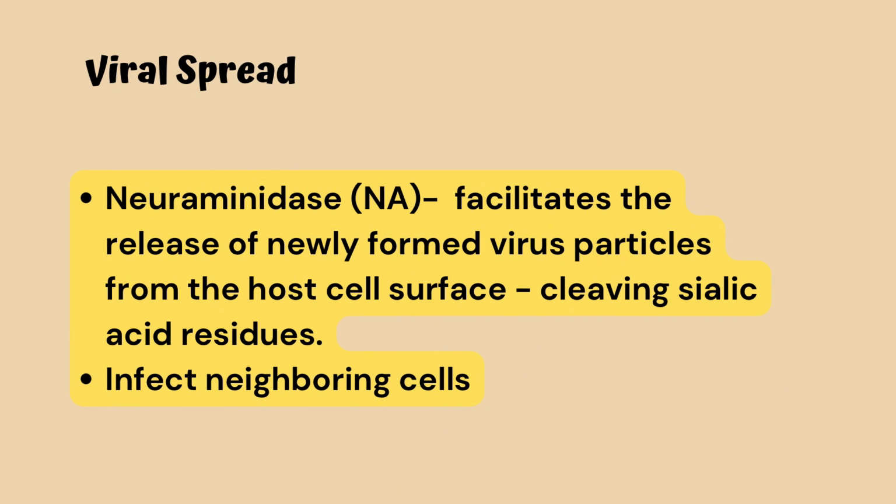Viral spread. As we have already discussed, neuraminidase is another viral surface glycoprotein that facilitates the release of newly formed virus particles from the host cell surface. And how do they do this? Neuraminidase cleaves sialic acid residues on the surface of infected cells, allowing the release of virions. Released virus particles infect neighboring cells, propagating the infection within the respiratory tract.